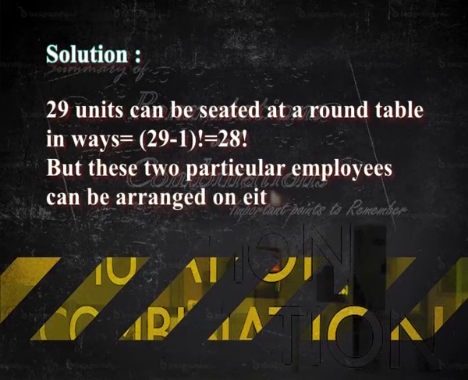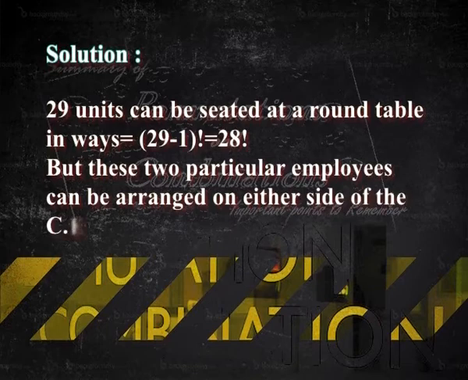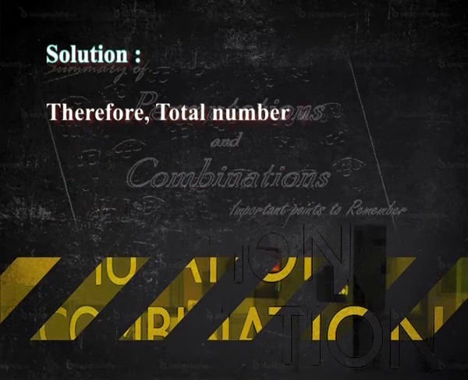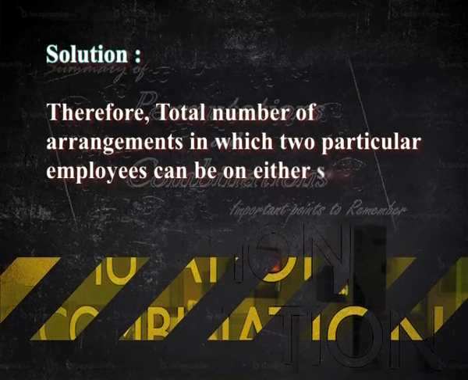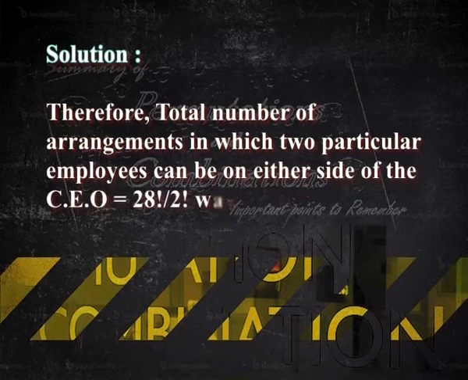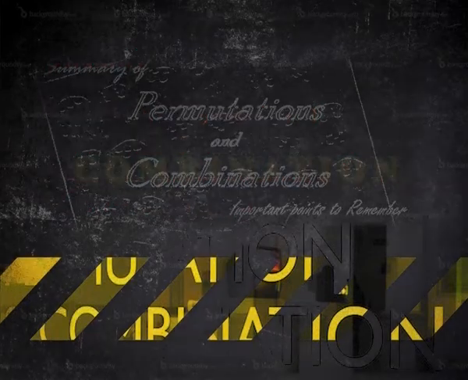But these 2 particular employees can be arranged on either side of the CEO in 2 factorial ways. Therefore, the total number of arrangements in which 2 particular employees can be seated on either side of the CEO is given by 28 factorial into 2 factorial ways.